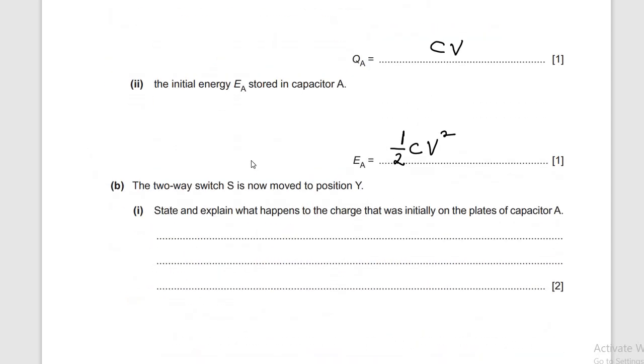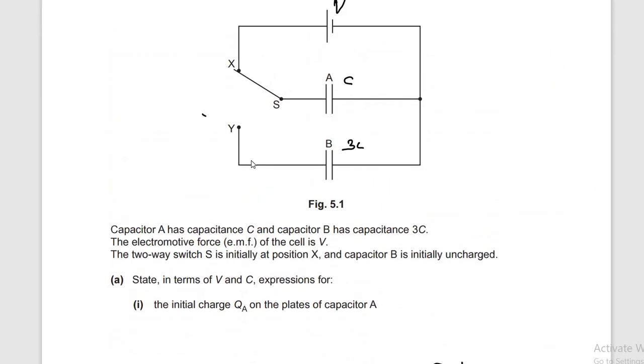Now, the two-way switch is moved to Y. What do you think is happening? The switch is now at Y. When they move it to Y, A and B are now connected. Remember that A has been charged. What do you think will happen? Which means that A will discharge, but there's no voltage connected in this case. What they connect together is capacitor A and B. No voltage, which means literally A is charging B.